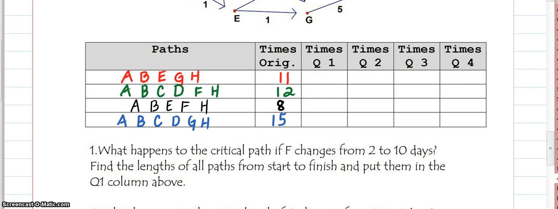So the first thing I notice is that in my first path, F is not a part of it, so that is not going to change how long it takes to get done. In my second path, F is a part of it, and if it goes from 2 to 10 days, that means it's going to add another 8 days to what was already taking 12 days. So that would be 20 days. In my black path, yes, F is a part of that, so I would also need to add 8 more days to 8, and 8 plus 8 is 16.